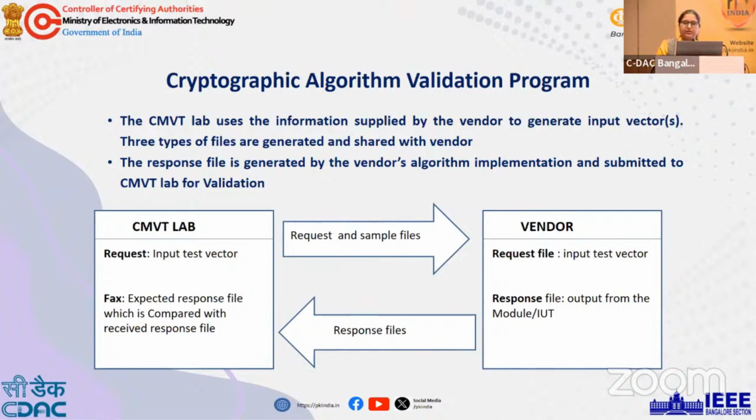What we will do is compare the response which is there in the lab with what the vendor has sent to us. If it matches, then we tell the vendor he can bring this module to the lab for validation. So this is how the process goes on. This is how the communication happens between the CMVT lab and the vendor. The CMVT lab sends the request file to the vendor, and the vendor in turn sends a response file to the lab. The expected response file is compared with the received response file, and if it passes, we ask the vendor to bring it to the lab.